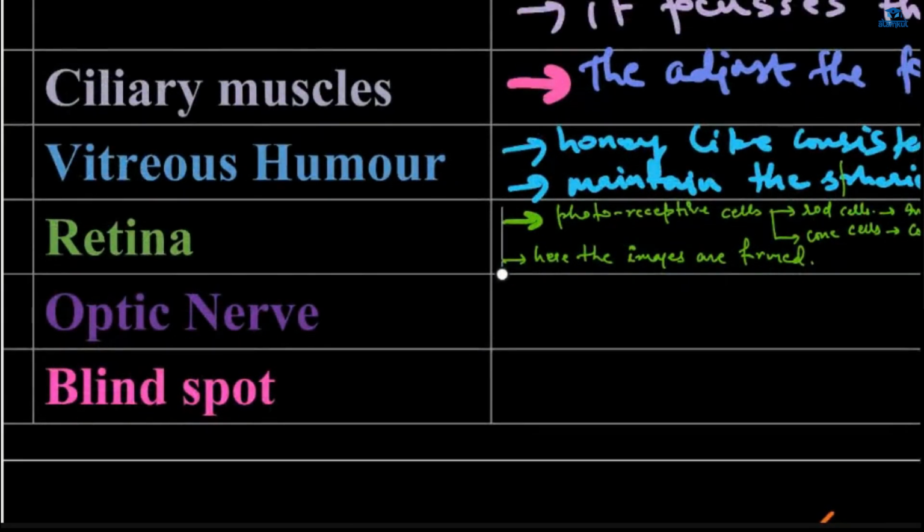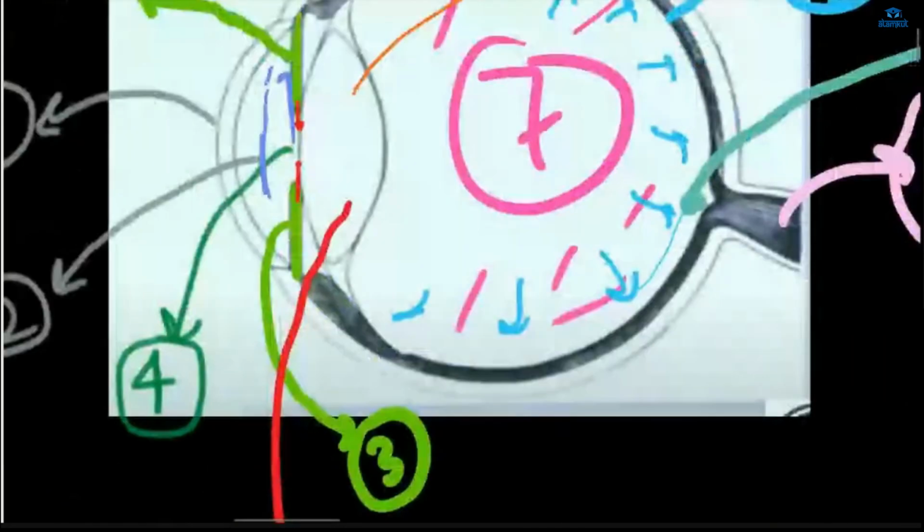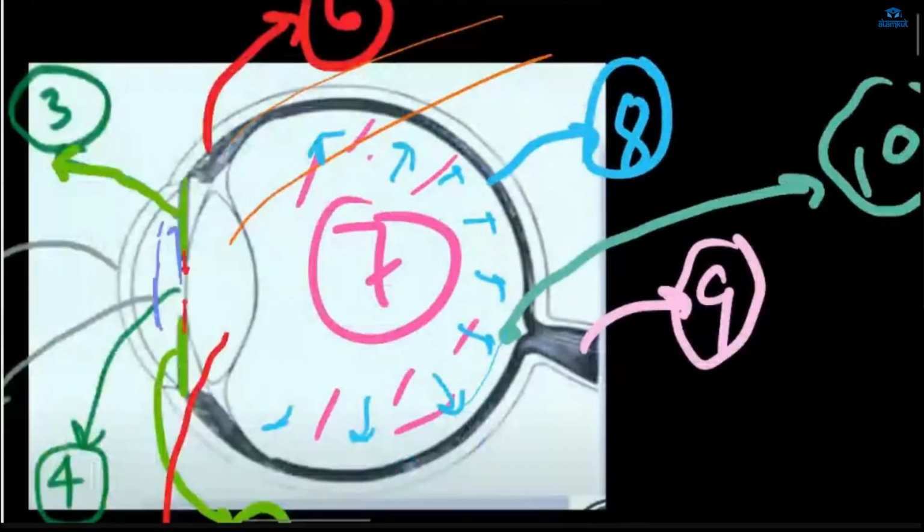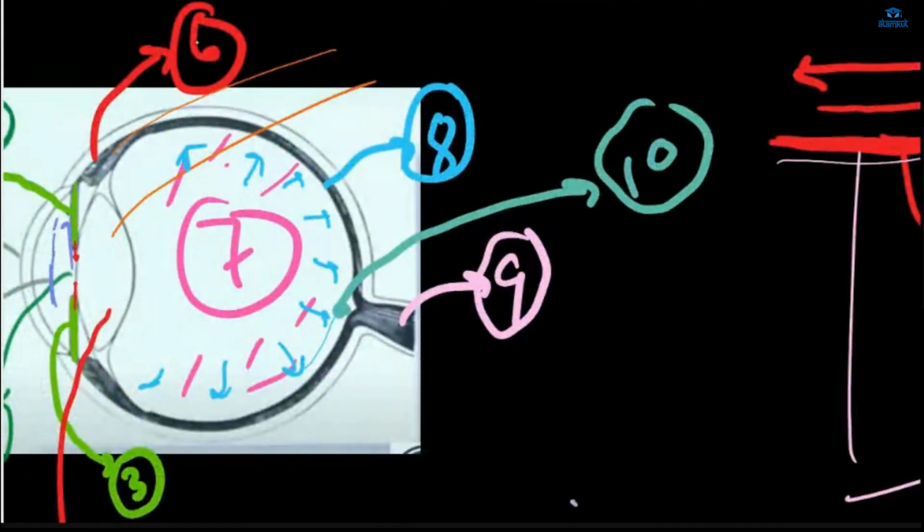Could you show the retina in the diagram? Oh, yes, sorry, I forgot. This is the retina. Which number was that? Number 8, I guess. No. Here is your retina. I forgot to show it in this diagram.